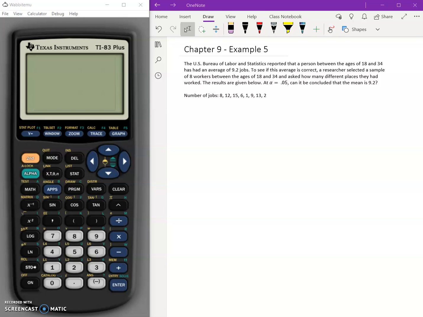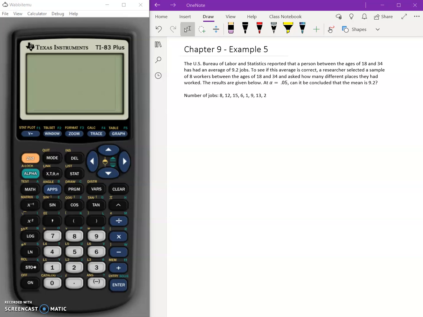Let's take a look at another example of hypothesis testing. The U.S. Bureau of Labor Statistics reported that a person between the ages of 18 and 34 has had an average of 9.2 jobs. To see if this average is correct, a researcher selected a sample of 8 workers between the ages of 18 and 34 and asked how many different places they had worked. The results are given below. At alpha equals 0.05, can it be concluded that the mean is 9.2?